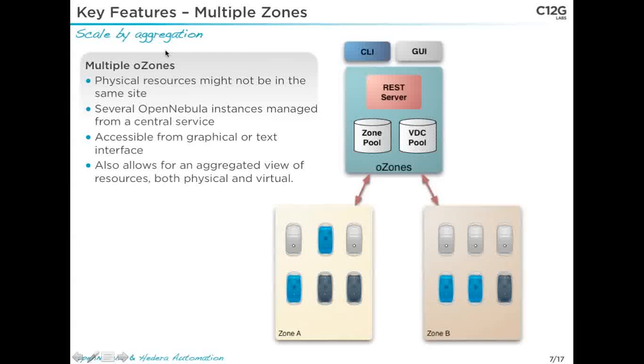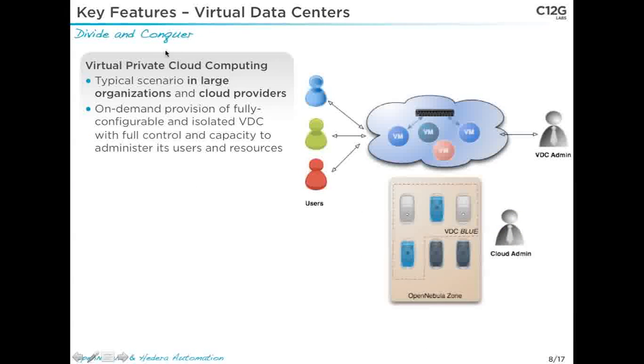Another interesting feature of OpenNebula when it comes to large-scale deployments is the ability to manage multiple zones. We understand a zone as an instance of OpenNebula, so you have different data centers in different administrative domains on different geographic locations. You can still have a centralized view of all your different data centers through the OZones component.